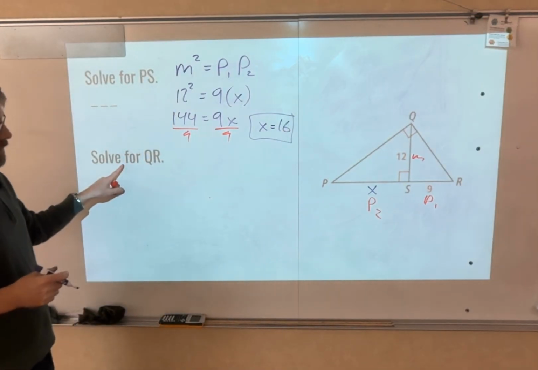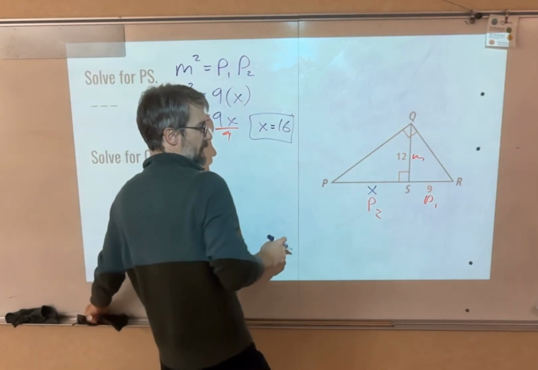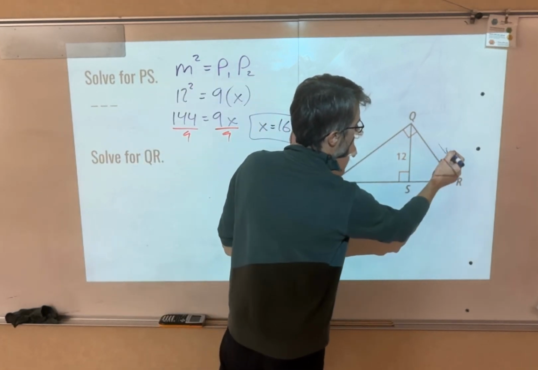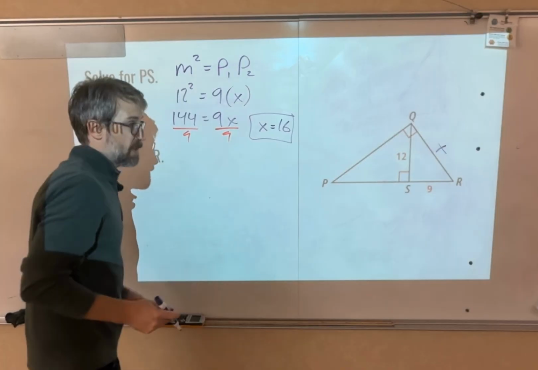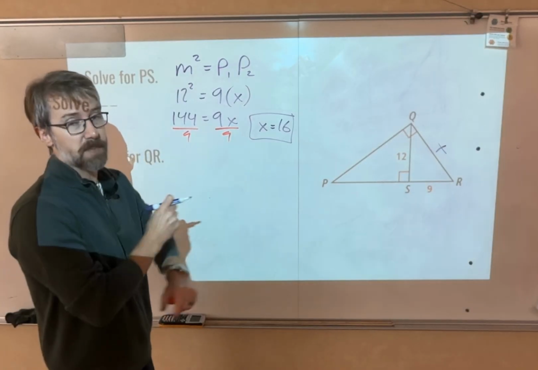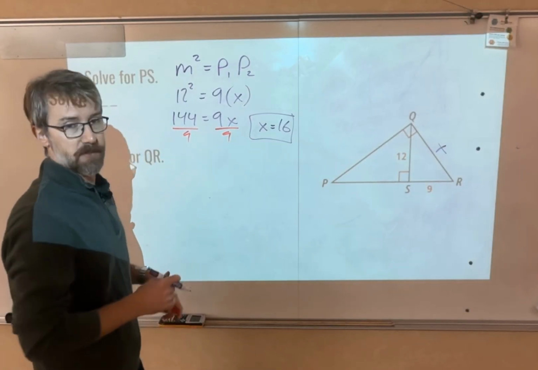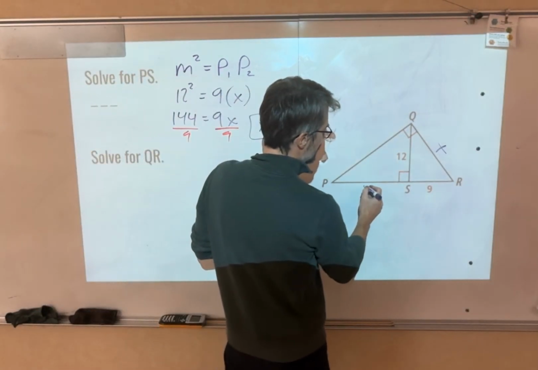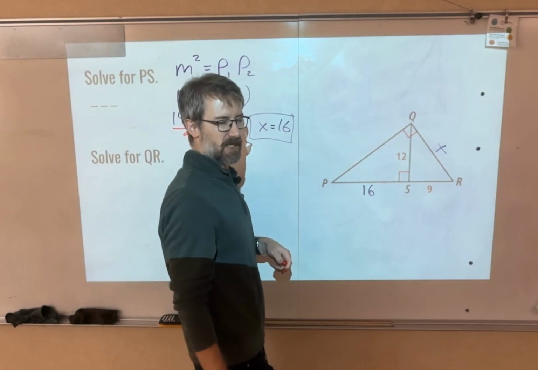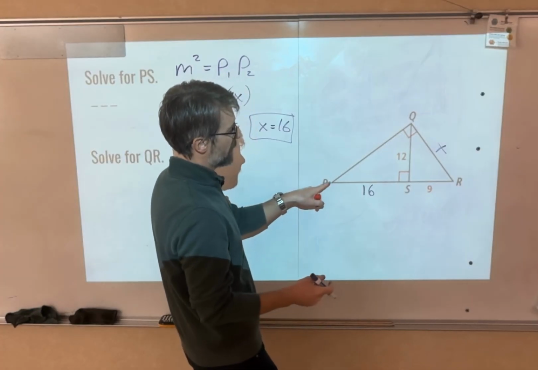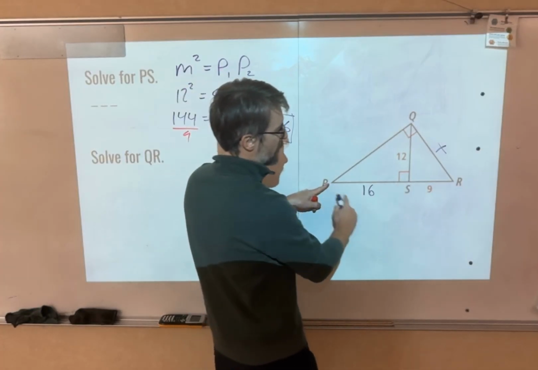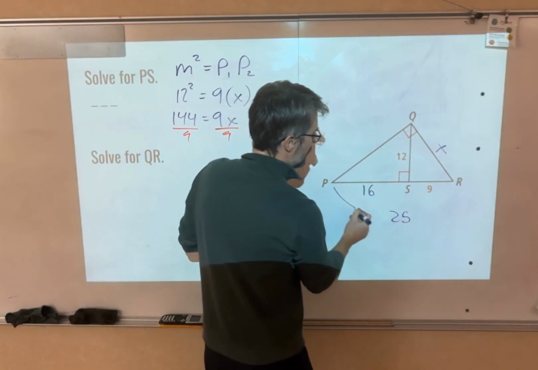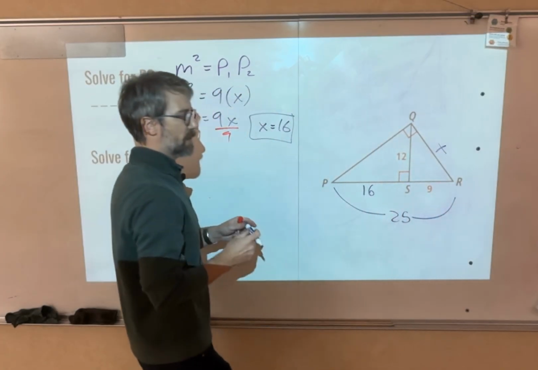All right, for the next one, solving for QR. So now I am solving for this side. Now, when I look at this, I notice I've got a right triangle. I could use the Pythagorean theorem, and you're totally allowed to do that. For this video, I'm going to do it a little bit differently. We solved that this side was 16 already. So let's use the stuff that we just learned about. That means that the whole thing, this entire distance, is equal to 25, right? That whole distance is equal to 25.